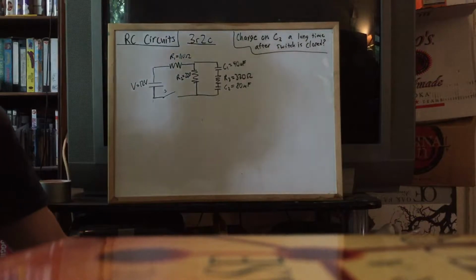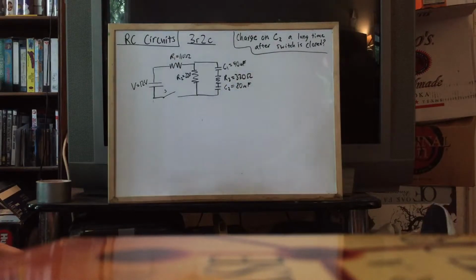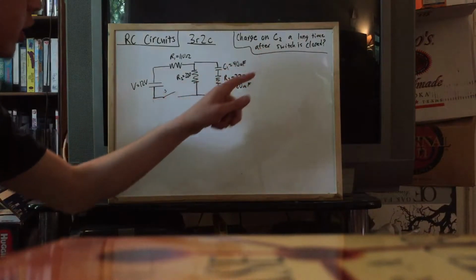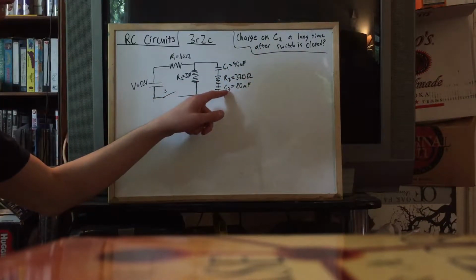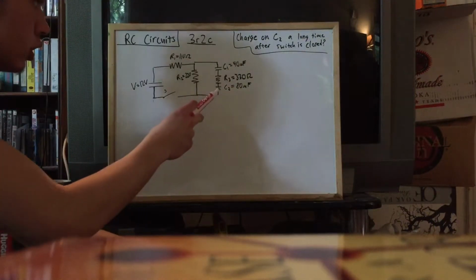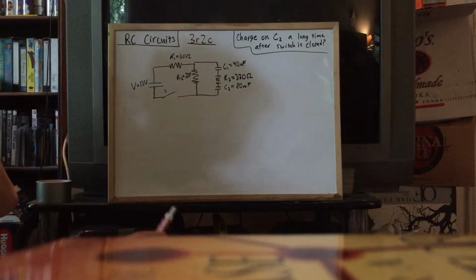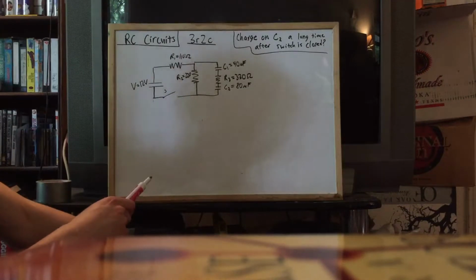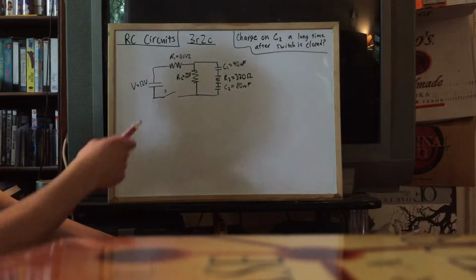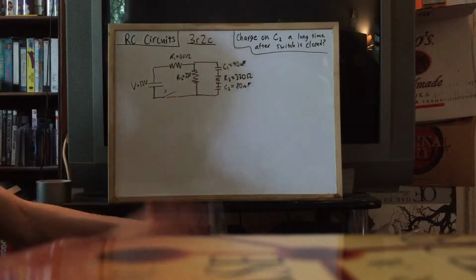Okay, this homework assignment is for RC circuits, and for this problem, we want to find the charge enclosed on C2, capacitor 2, after a really long time after the switch has been closed. By a really long time, they mean the time goes to infinity. As the switch becomes closed, they want to know what the charge will be at that capacitor.